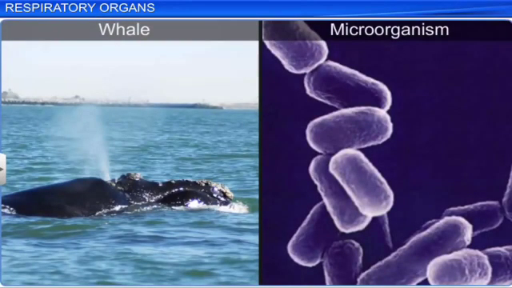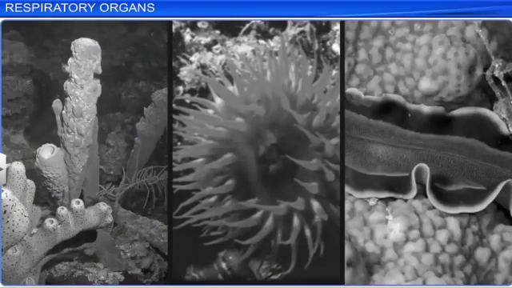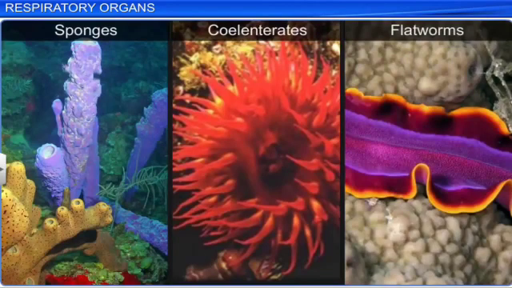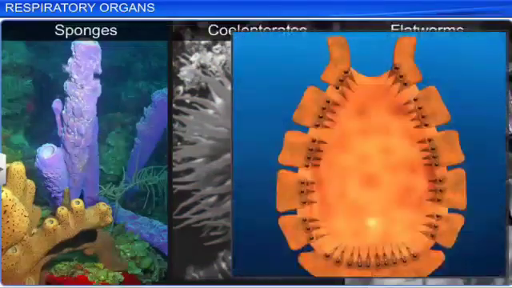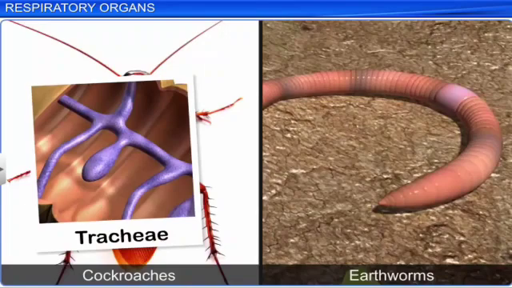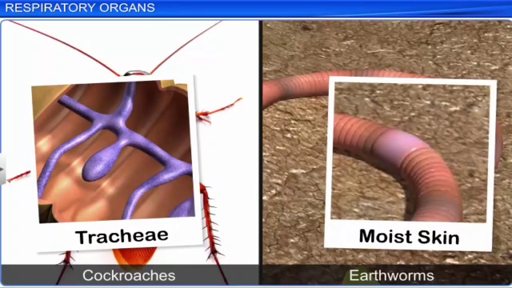However, the mechanism of breathing varies depending on the habitat and level of organization of an animal. Lower invertebrates such as sponges, coelenterate and flatworms exchange gases by simple diffusion through their body surface. In insects such as cockroaches and earthworms, tubular extensions of the body wall, called tracheae, and moist skin help transport atmospheric air throughout the body.